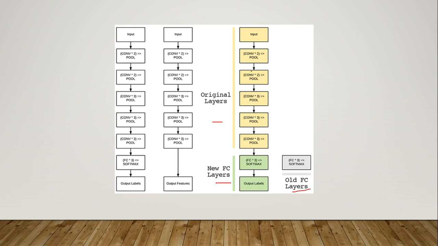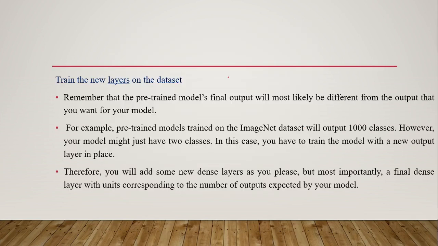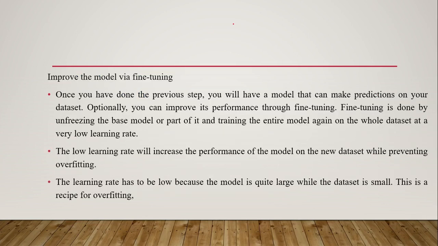So input, convolution, as we just told you, even with fine tuning it looks like this only, and train the layers on the data set. Here, as already told, this is the important one: train the new layers. If you want, you can add new layers and train based on ImageNet. We can categorize 1,000 classes and so on. Once we add the new dense layer, we can set the final dense layer units to the number of outputs expected by the model. So we can get the prediction expectation, and improve the model via fine tuning.